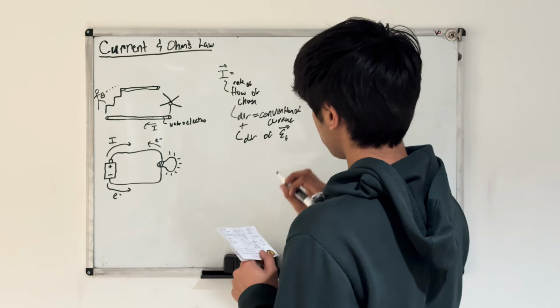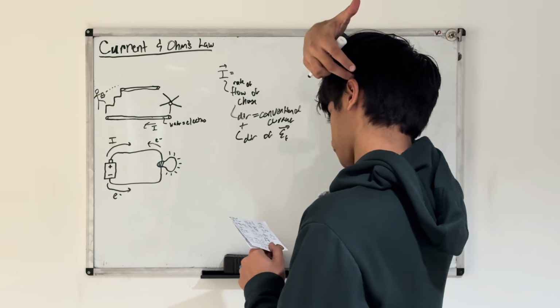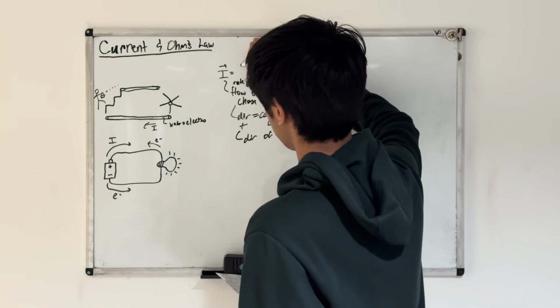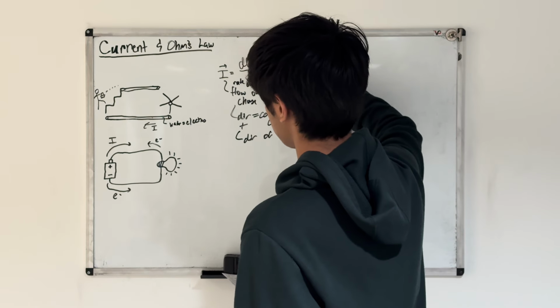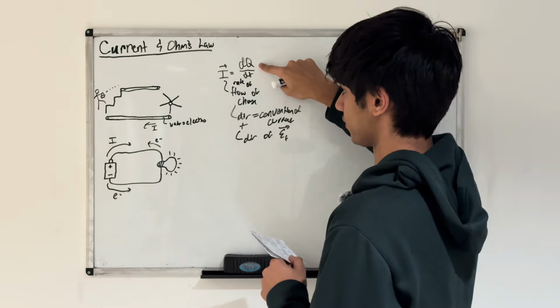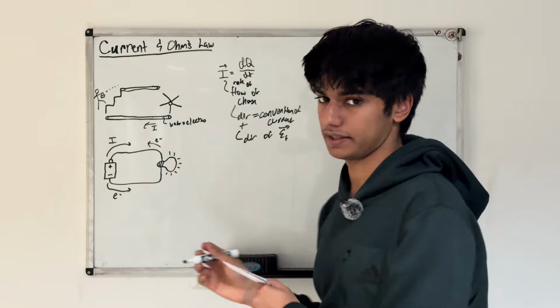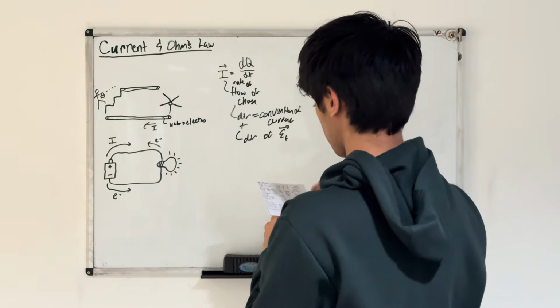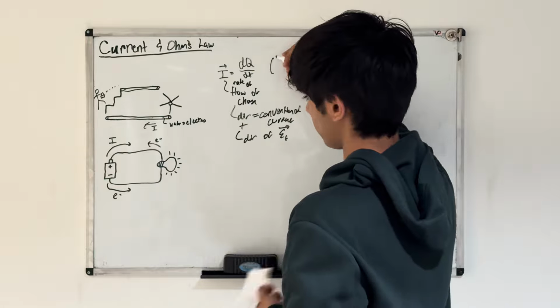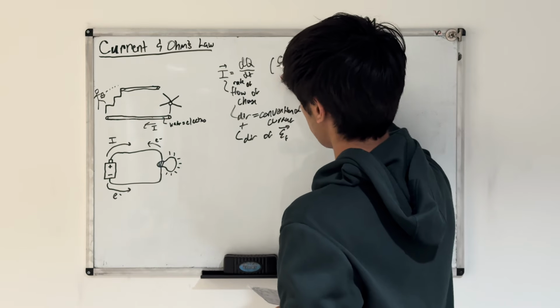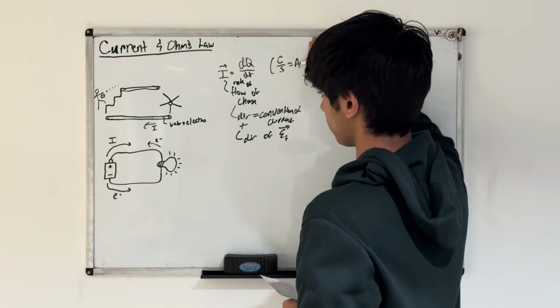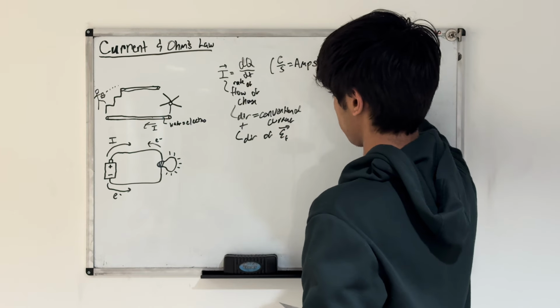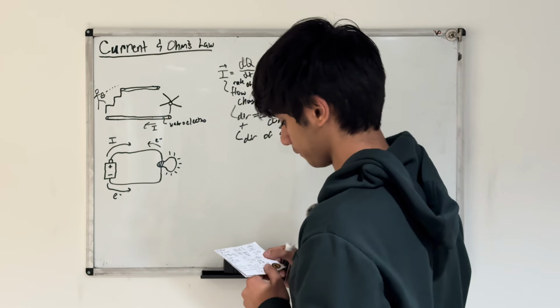The actual formula for I, or charge current, is dq divided by dt, which makes sense because this tells us the change in the charge per unit time. The units are coulombs per second, which is given the symbol A for amps. That's our unit for charge current.